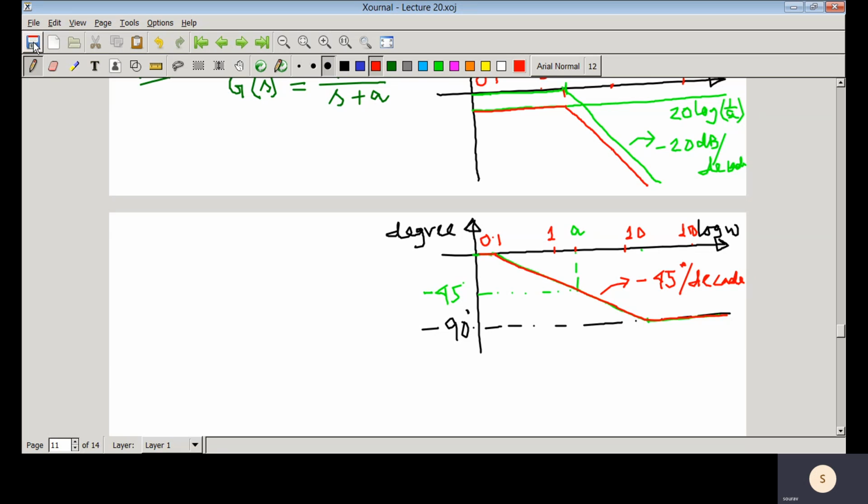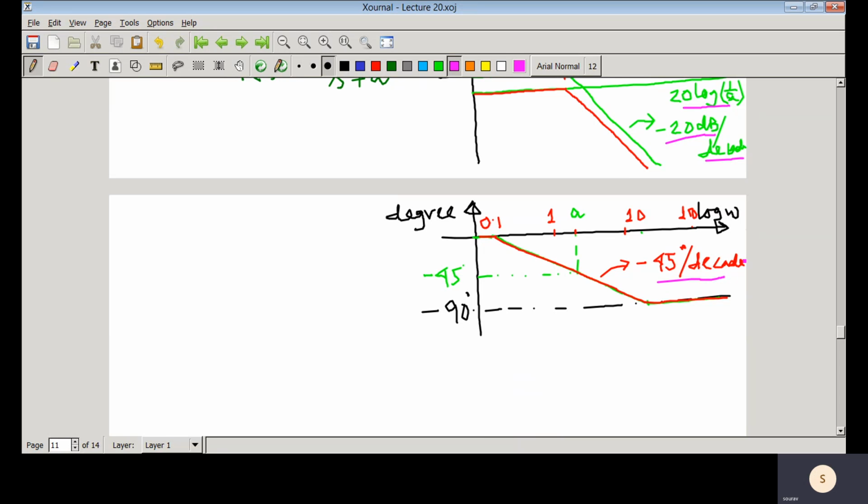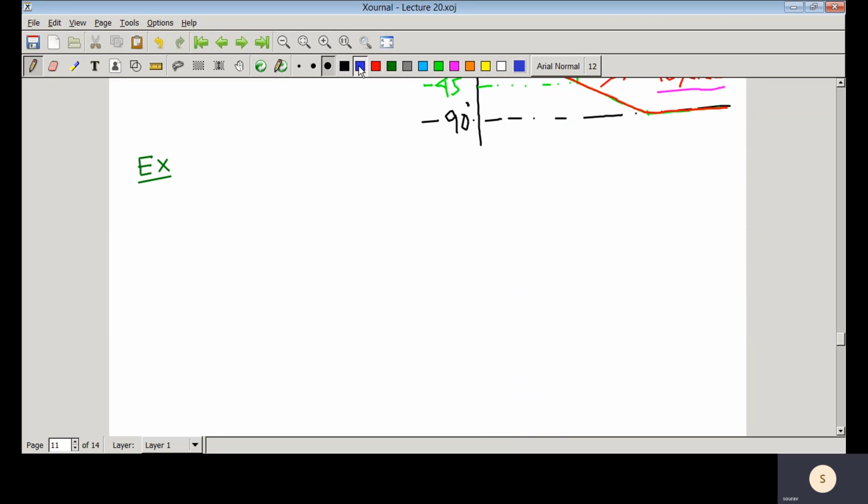So whenever we draw the asymptotic Bode plot, do not forget to mention the axis, then do not forget to mention the corner frequency as well as the slope, this gain, and here also this slope. So let us see, whenever we just plot s or 1 by s, what that asymptotic Bode plot would be. So let us see.